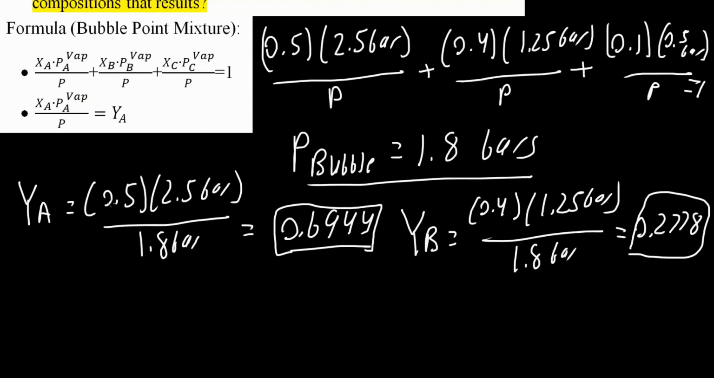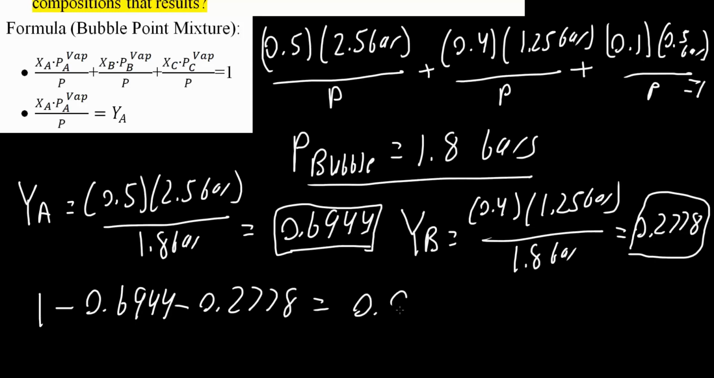And the last one, we can do two things. Because we know that YA, YB, and YC will ultimately equal 1, we can simply do 1 minus this piece, or we could do what we did normally, where we just do 0.1 times 0.5 divided by 1.8. I will do the first way, where we say 1 minus 0.6944 minus 0.2778, and so we would get 0.0278, and this right here will be YC. And that's all we need to do for this problem.